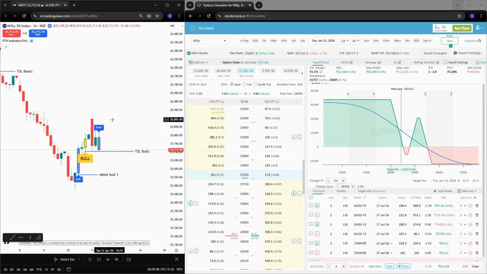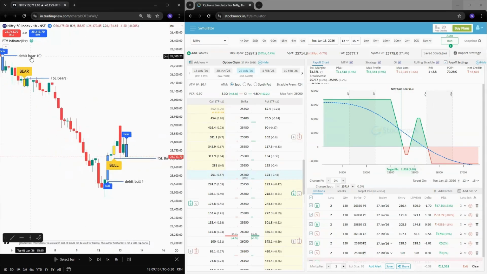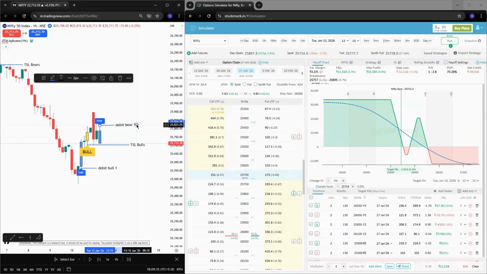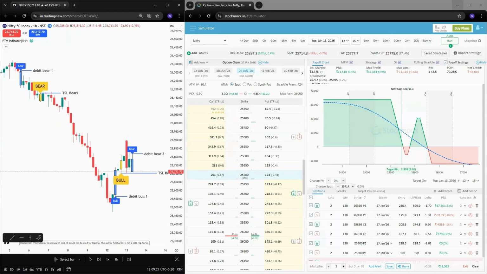So what is this now? Which spread is this as per my notes? As per my notes, this is my debit spread. Which position? How many debit spreads do I have? Debit bear spread. I have two debit bear spreads. The first one is already here, active. This trailing stop loss is for it. A new debit spread has started.